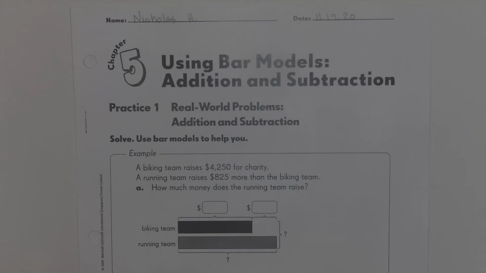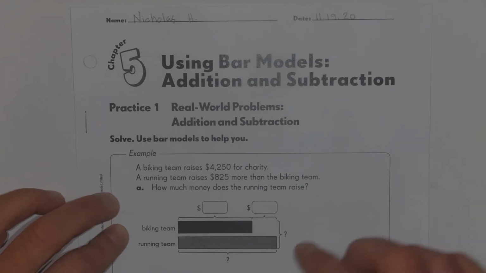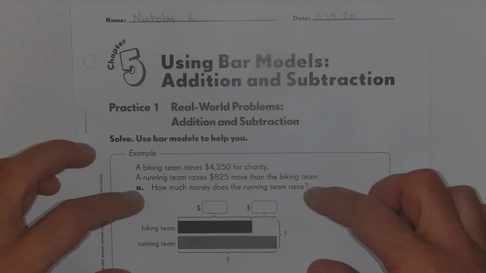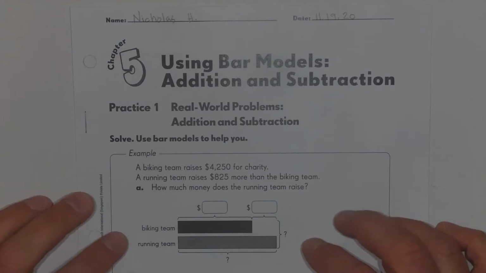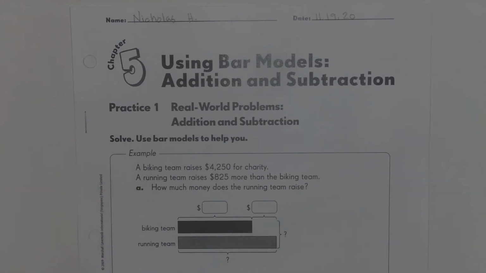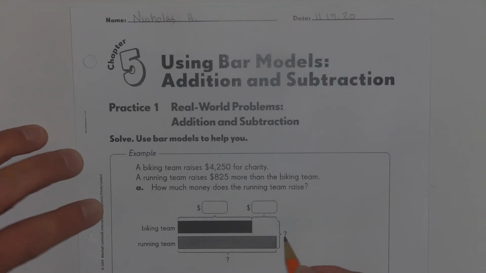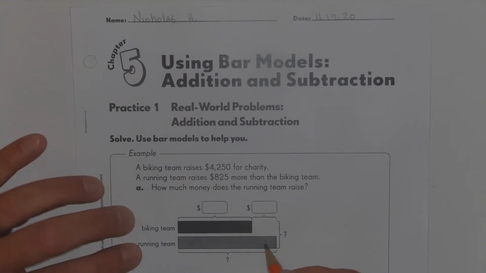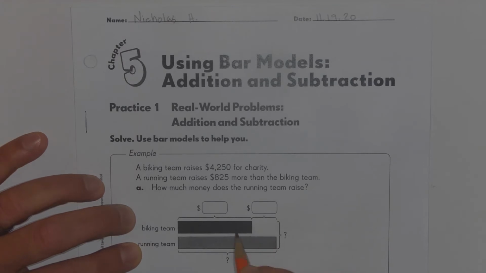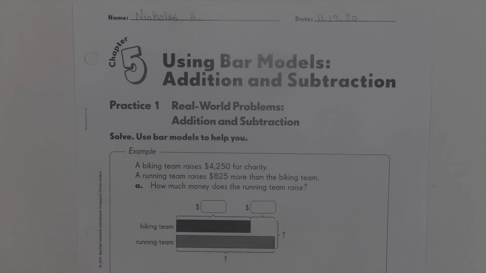So I've zoomed in, I have my name at the top, and before I even read this question, because I know what bar models are supposed to look like, I can tell you a few things about this problem. The first thing is this question mark is going to ask me for the total of these two bars, whatever this number ends up being plus whatever this number ends up being. I know that because it's a comparison bar model.